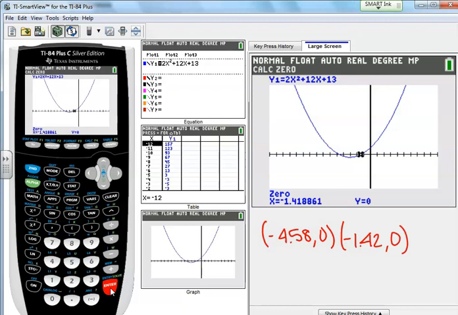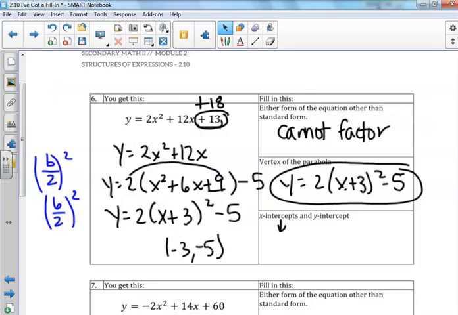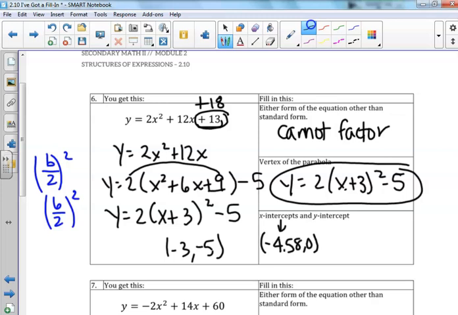And again, you could use the quadratic formula in order to solve for the x-intercepts as well. So let me just rewrite those here. Approximately (-4.58, 0), and the point (-1.42, 0). And for our y-intercept, recall that it's always the c value, so our y-intercept should be (0, 13).